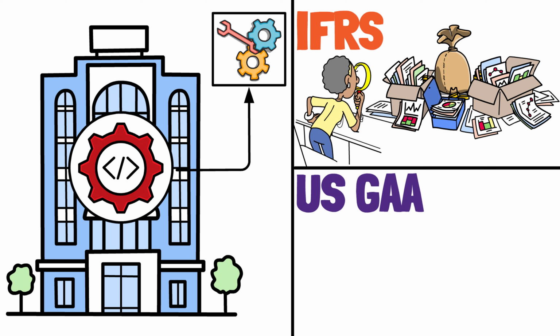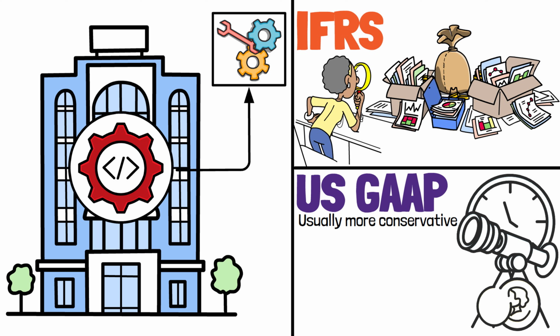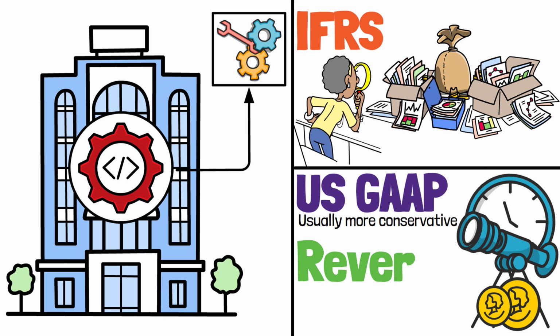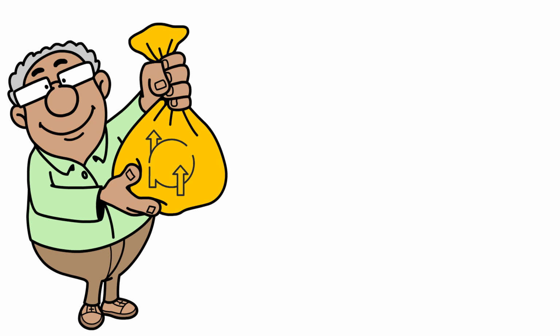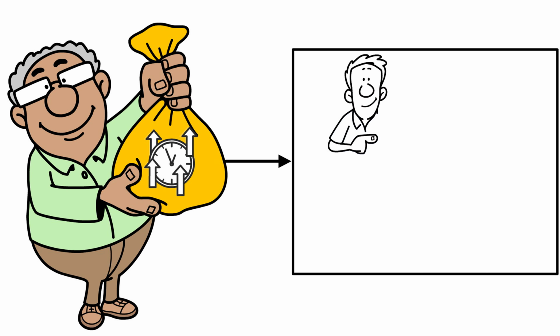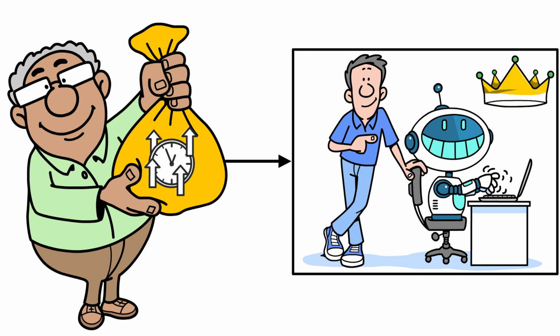US GAAP is usually more conservative and may require deferring more revenue. This can significantly affect timing of revenue, especially for tech and subscription businesses.